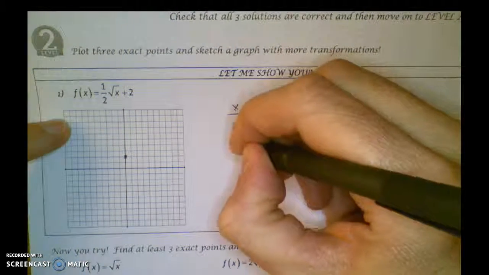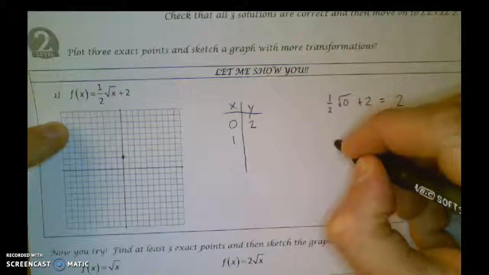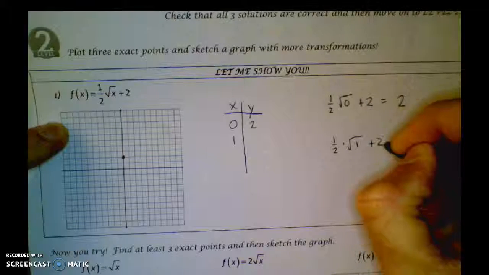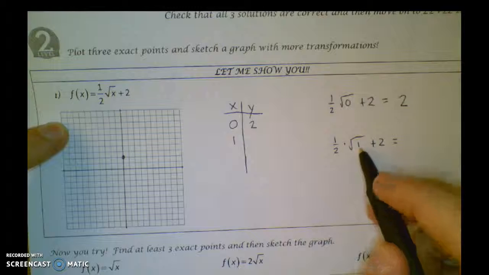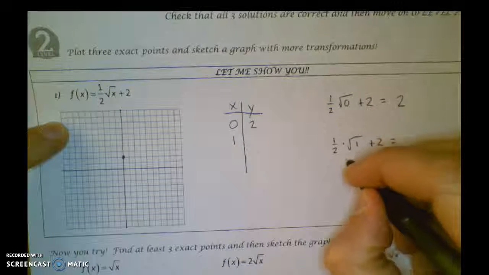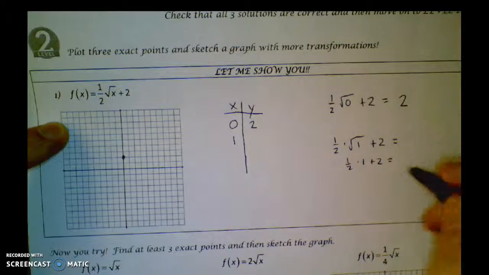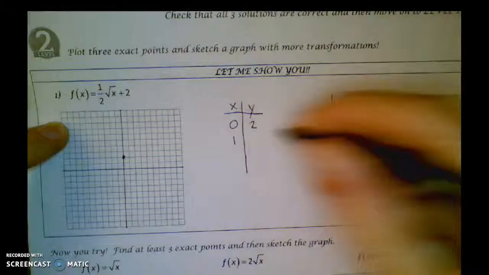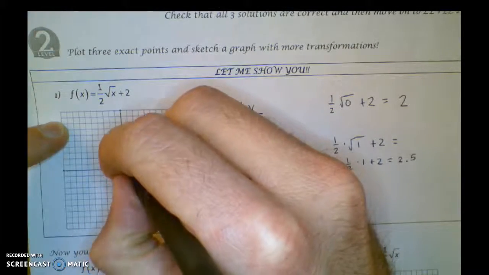Again, I'm going to use numbers that are friendly to the square root. So if I do 1/2 times the square root of 1 plus 2, 1/2 times the square root of 1, well the square root of 1 is 1, and 1/2 times 1 is 1/2, so 1/2 plus 2 is 2.5. So 1, 2.5.